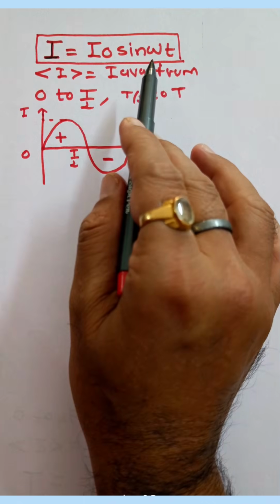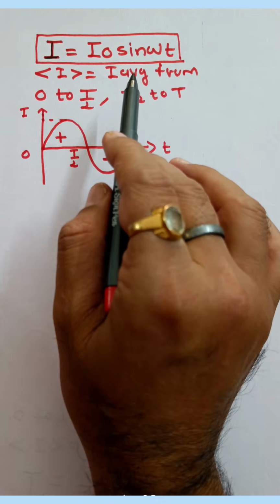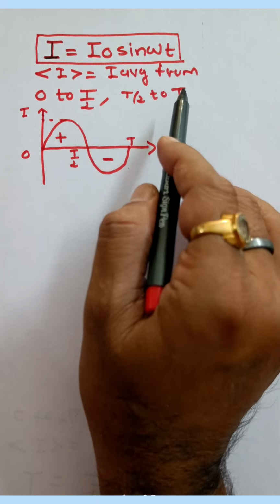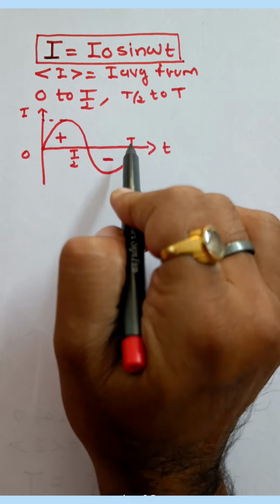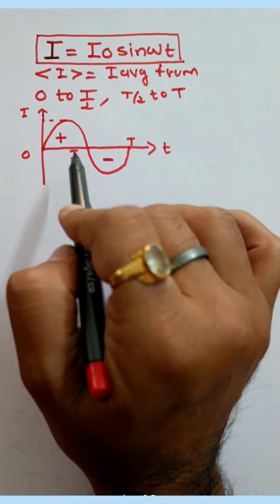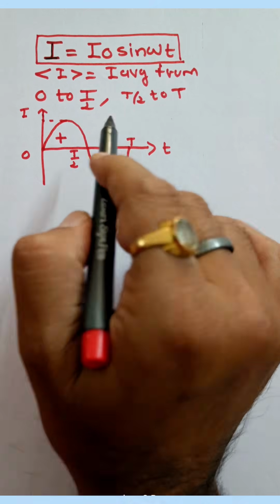If I is equal to I₀ sin ωt, then find the average of current from 0 to T/2 as well as from T/2 to T. It is the graph of I versus t, which is similar to a sinusoidal function. From 0 to T/2 the current is positive, and from T/2 to T the current is negative.